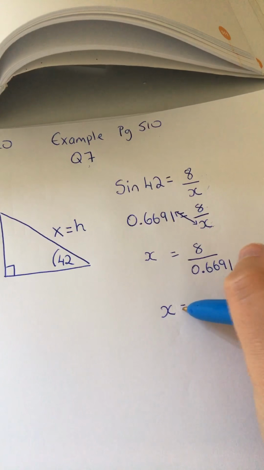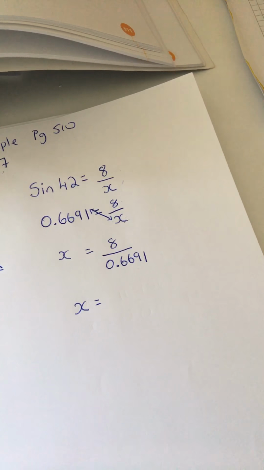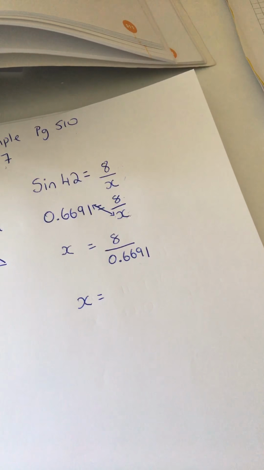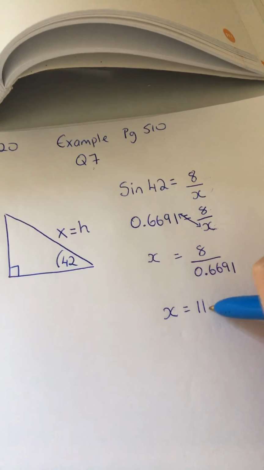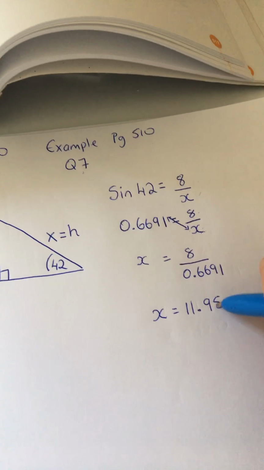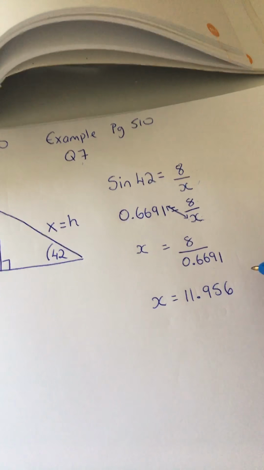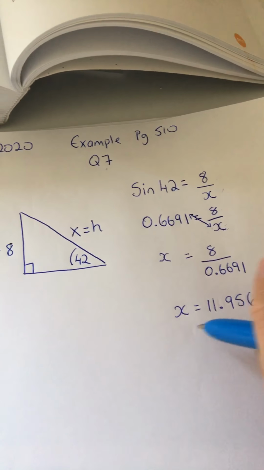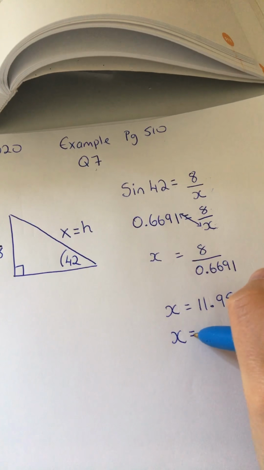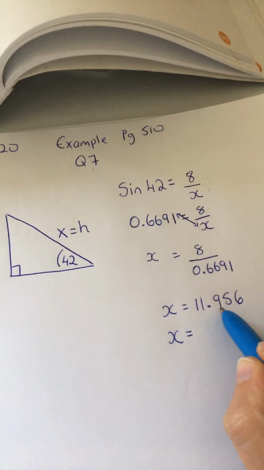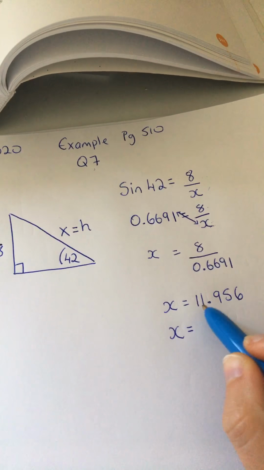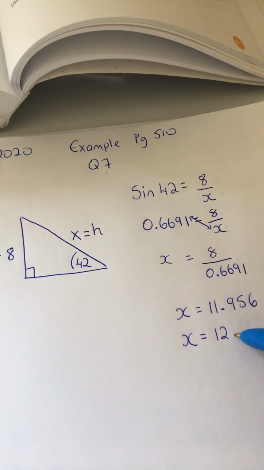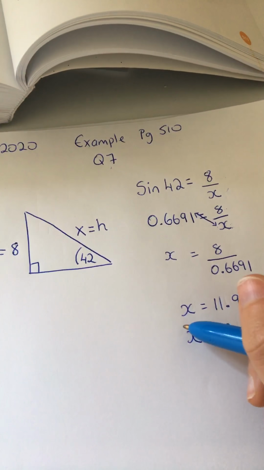Okay, so now into your calculators, 8 divided by 0.6691, and we get 11.956. Now the question wants it to be to 1 decimal place, so that 5 is going to bring that 9 up to 10 really, which will make this 12. So really the answer is 12.0 for x.